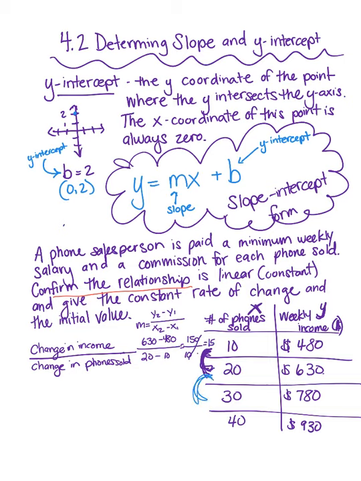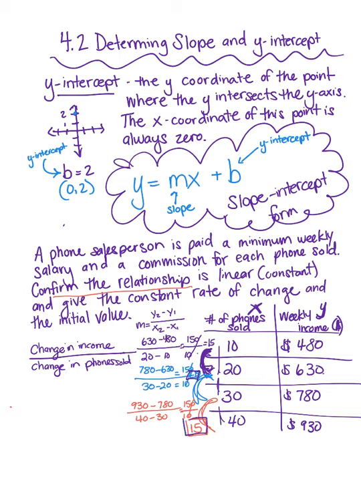So we're going to do the same thing. So take the change in income over the change in phones sold. I'm going to pause this and let you figure it out, and then we'll move on. Okay, so go ahead and figure out the difference between these two and then these two. Okay, so I have gone through and I've found the rate of change in all three groups. So in between these two, between these two, and between these two. And I got 15 for all of them, and I hope you did too.